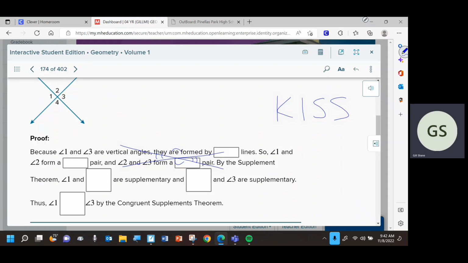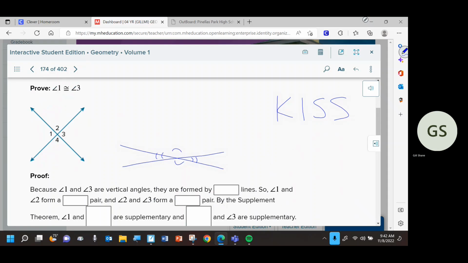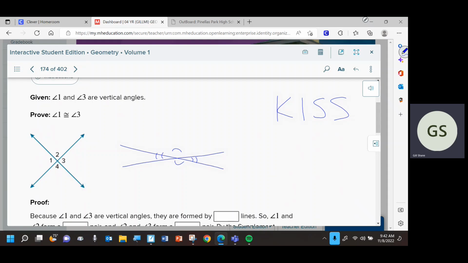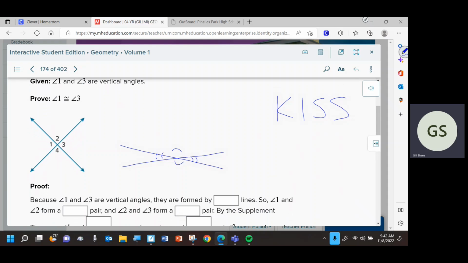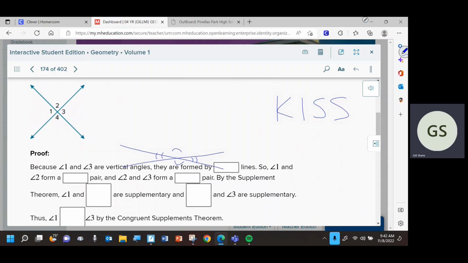There's only really one other thing that we know based on this figure, because they didn't give us a whole lot. They didn't give us anything except for the fact that angle 1 and angle 3 are vertical angles, they're across from each other. So what's the only thing we know in that figure? There's only one thing. Four angles. Okay, we do know they're four angles, but what's the proven concept we can use? Angle 1 plus angle 2.